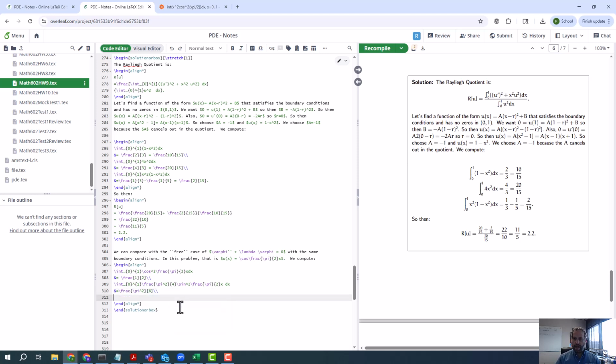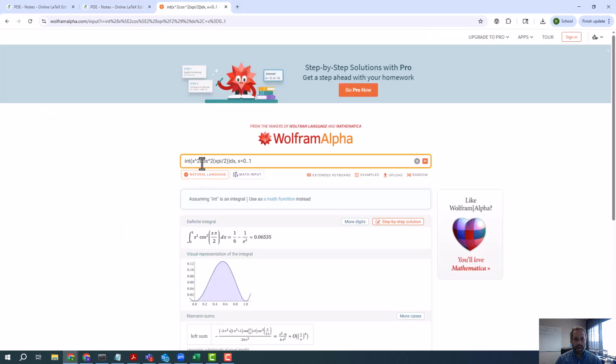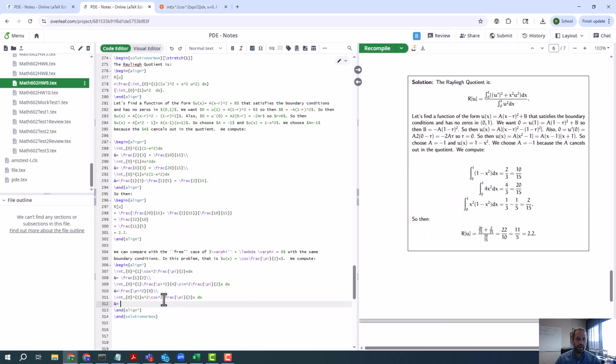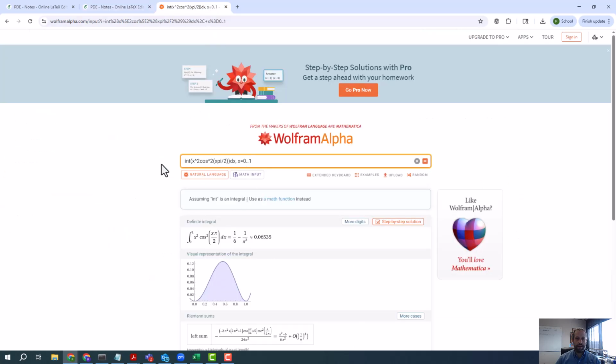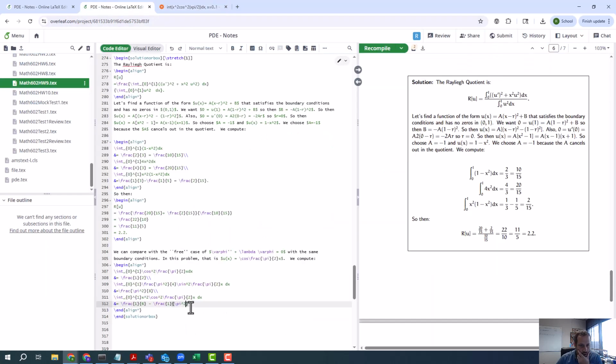And then finally, from 0 to 1, we're going to have x squared times cosine squared of pi over 2x dx. What are we going to get here? This is x squared cosine squared, so this is going to be 1/6 minus 1 over pi squared. What a great denominator we're going to have to deal with there.